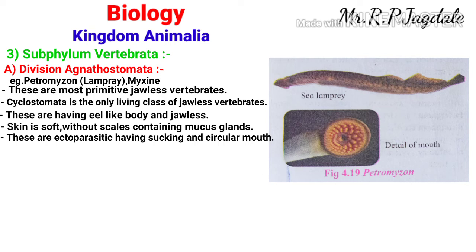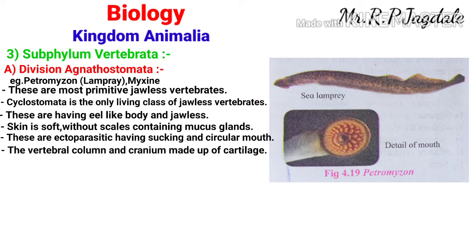That's why they have a sucking and circular type of mouth. You can see the picture on your screen. The diagram shows the detailed mouth structure of petromyzon, where they have a circular mouth and suckers in their mouth. By using these suckers they hold the body of the host. So that is the characteristic feature of the cyclostome.